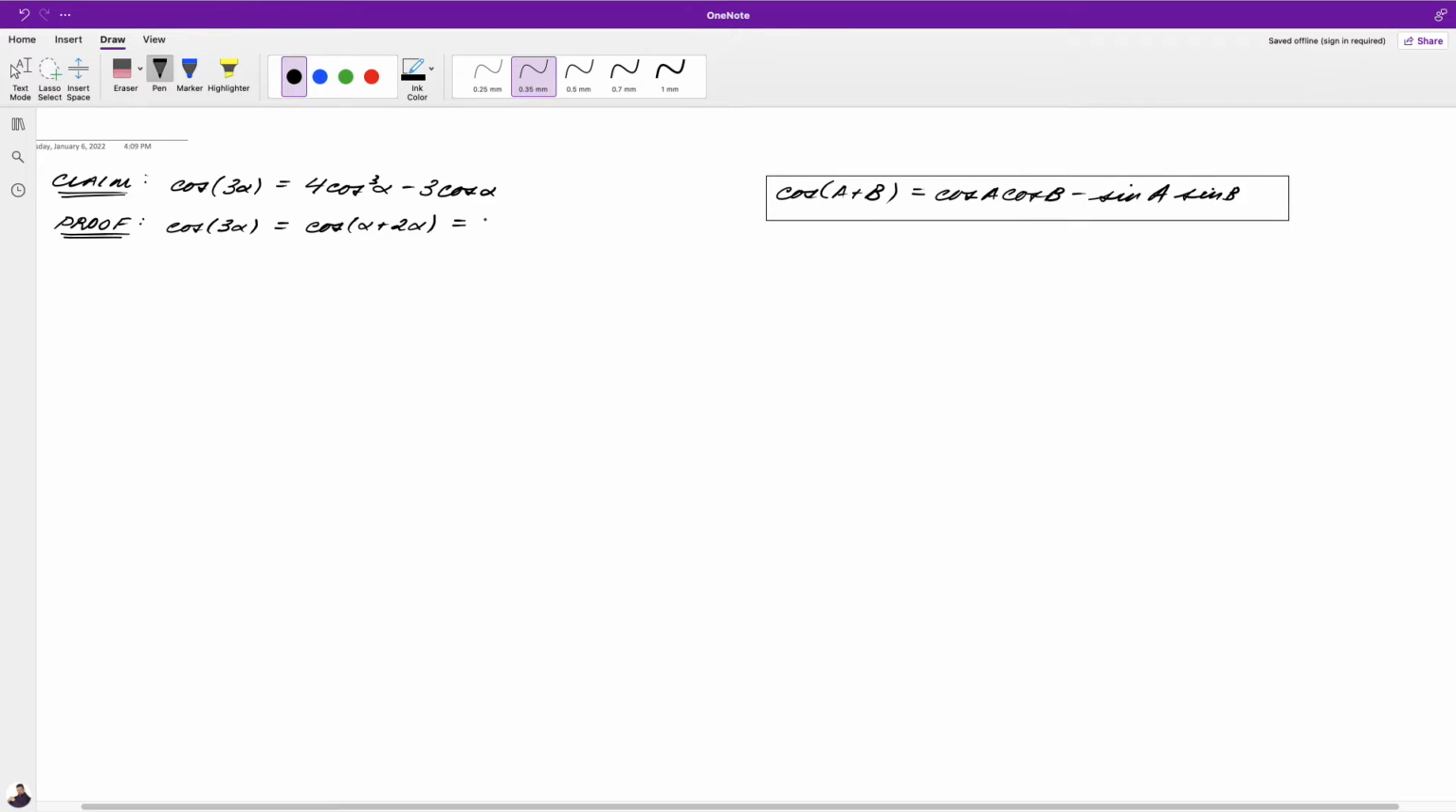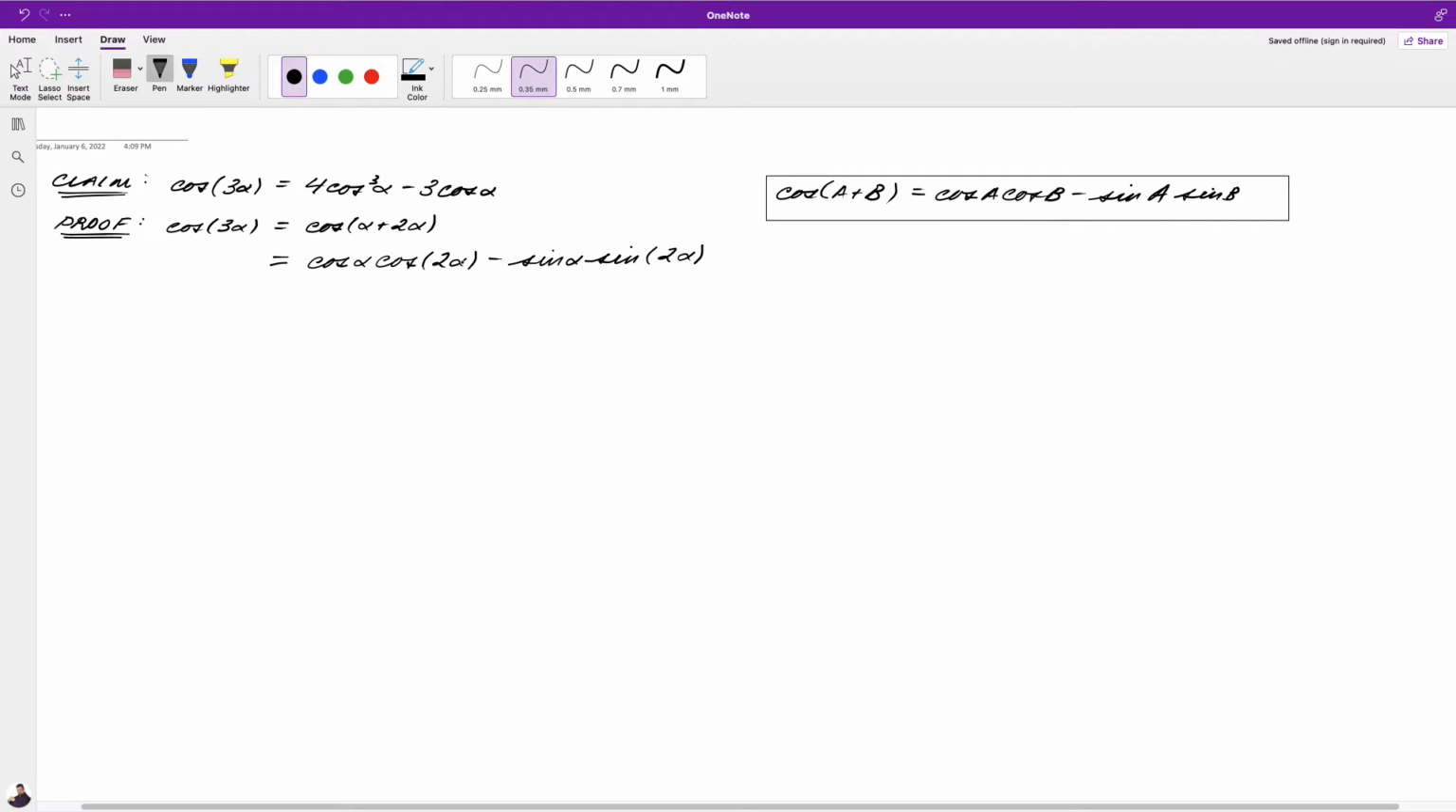And so we can say certainly, let's maybe move this down here. We can say certainly this is going to be cosine of alpha, cosine of 2 alpha, minus sine of alpha, sine of 2 alpha. Just like that, using this formula.